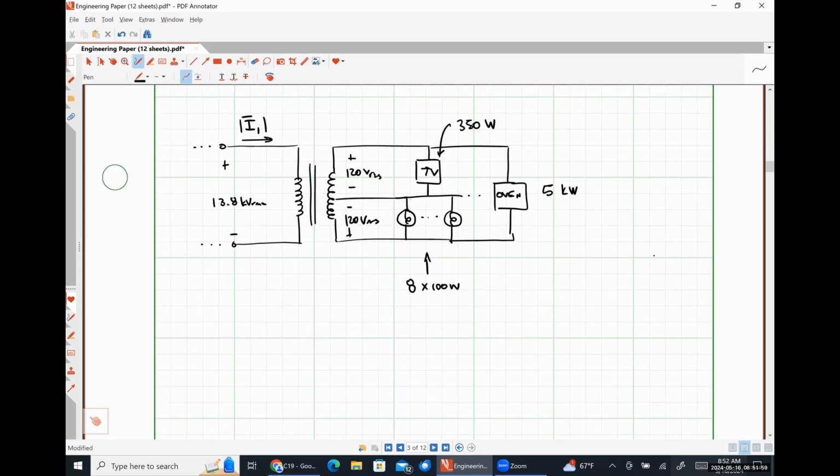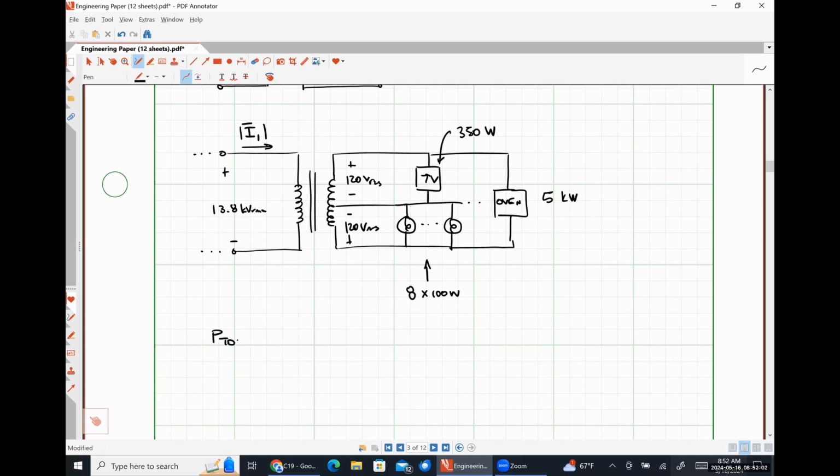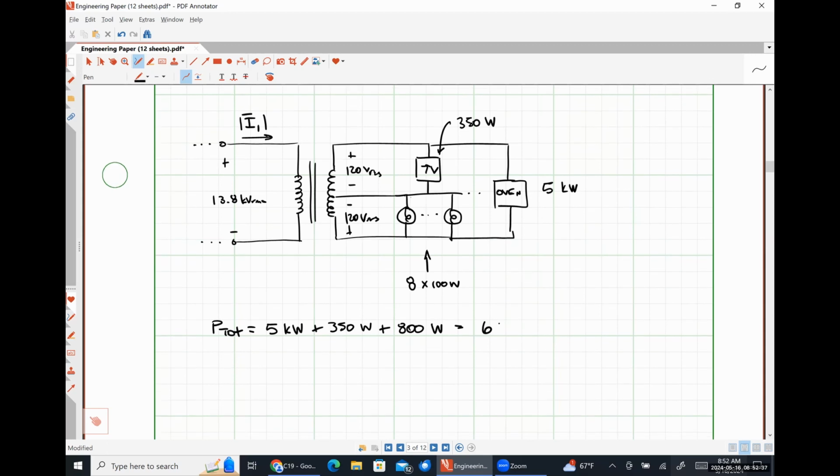So what's the total power that I'm drawing while I'm cooking dinner and my wife's watching TV? I think it's going to be the 5 kilowatts from my oven, the 350 from my television, and the 800 from my lights. So I'm just going to add these together. 5,000 plus 350 plus 800 would be 6,150 watts.